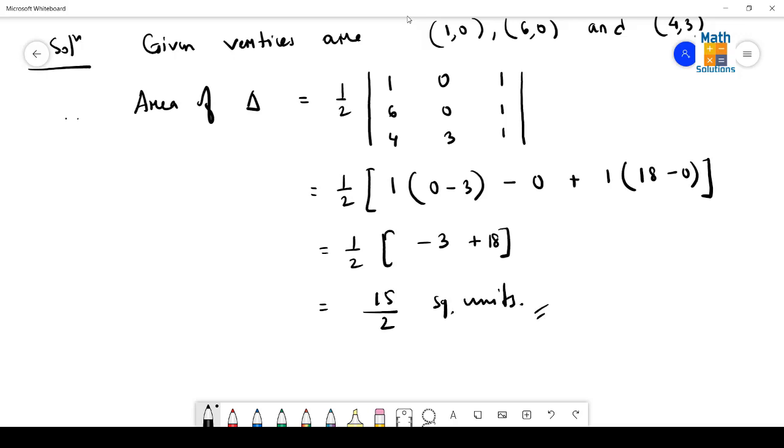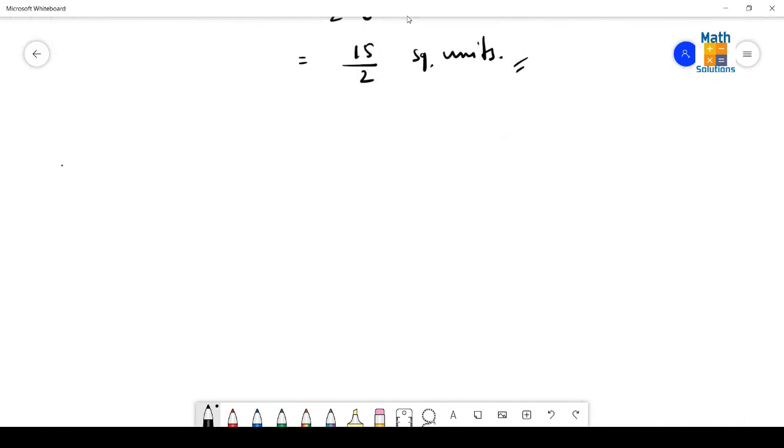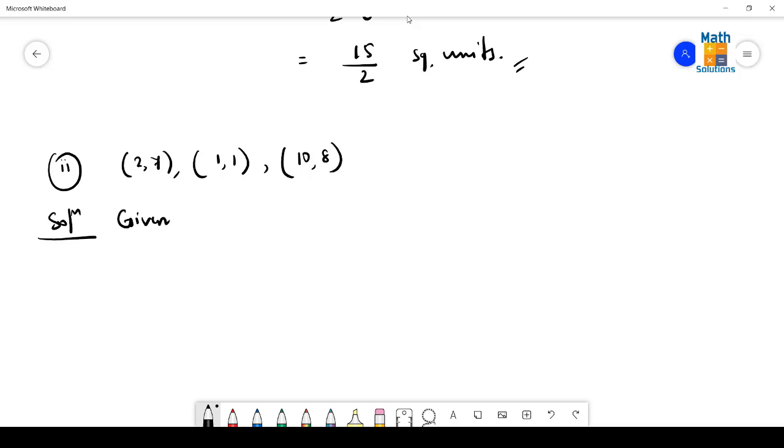So this is the answer of the first part. Then coming to the second question of question number 1. Here in this case the vertices are given to be (2, 7), (1, 1) and (10, 8). So here in this case again we have to write, given vertices are (2, 7), (1, 1) and (10, 8).